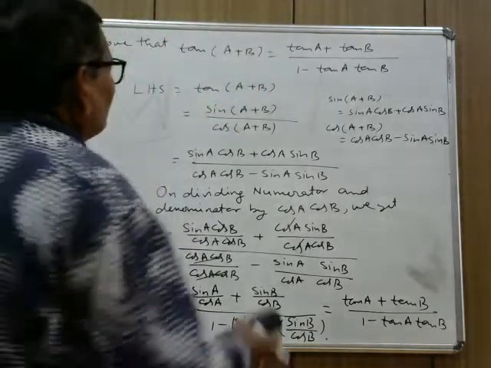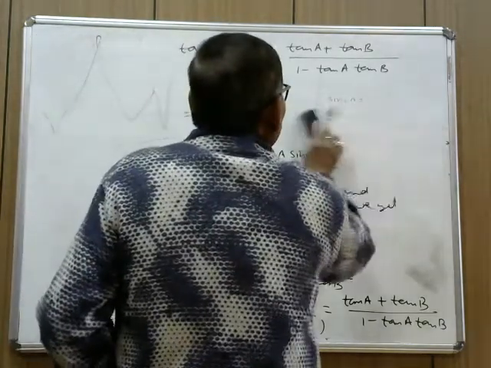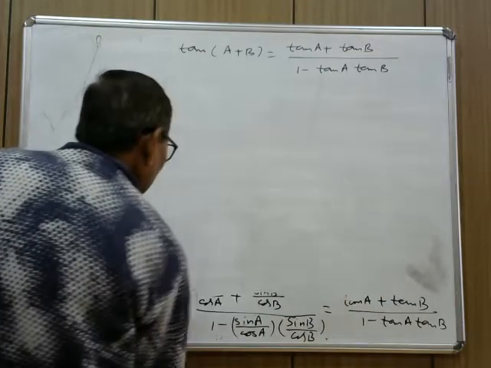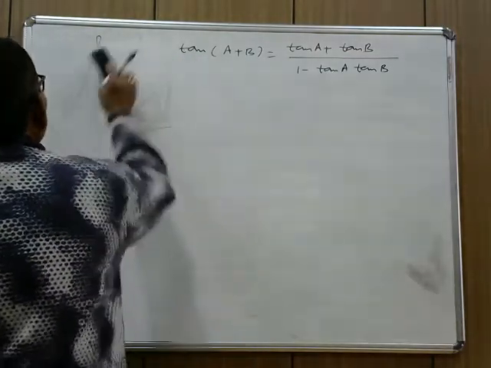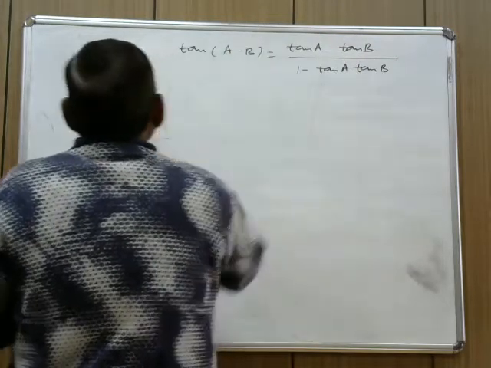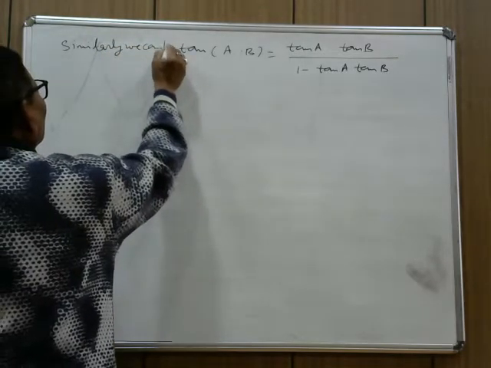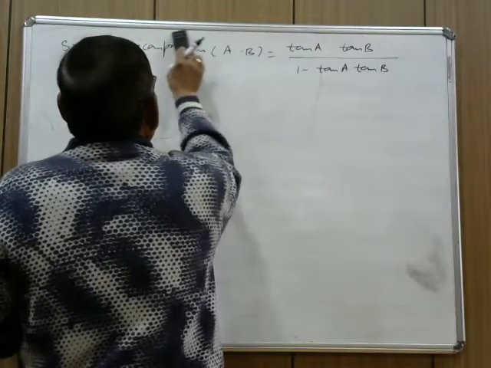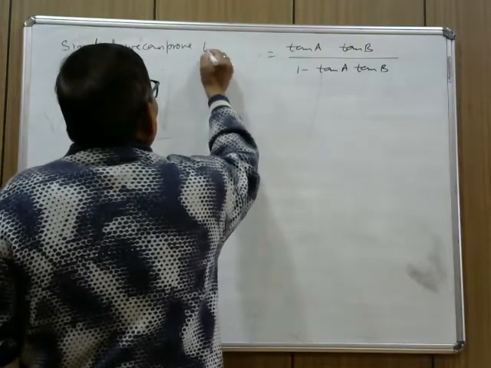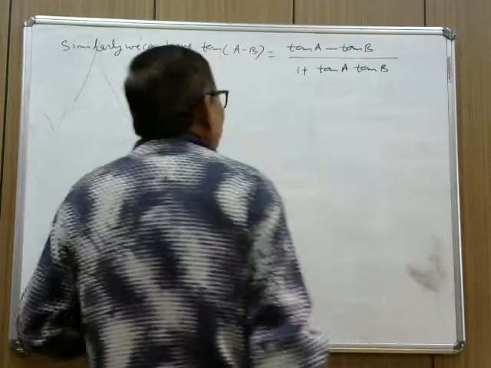Similarly, we can prove tan(A minus B) is equal to (tan A minus tan B) upon (1 plus tan A tan B).